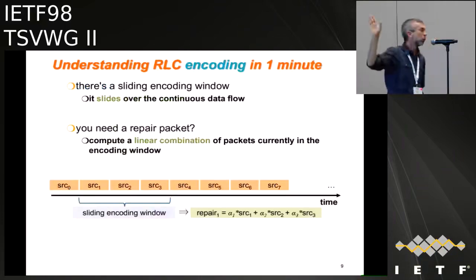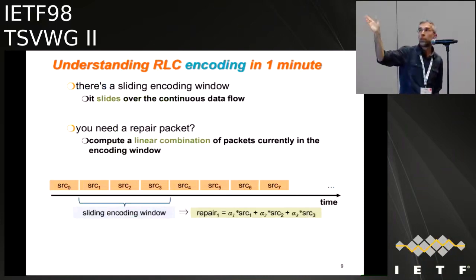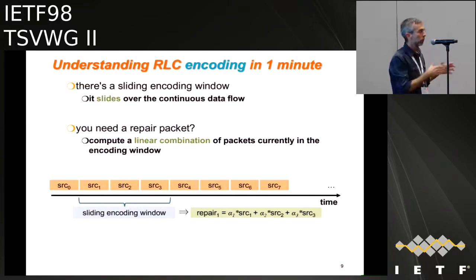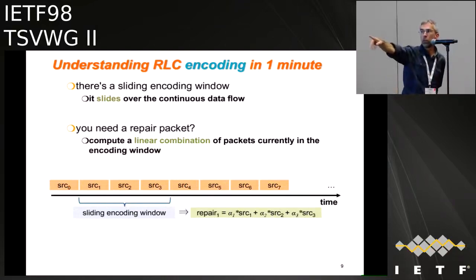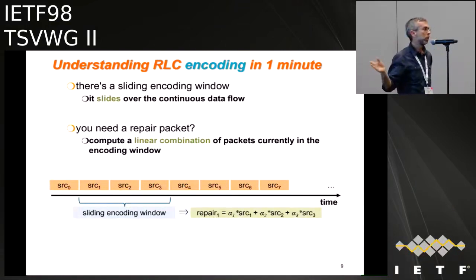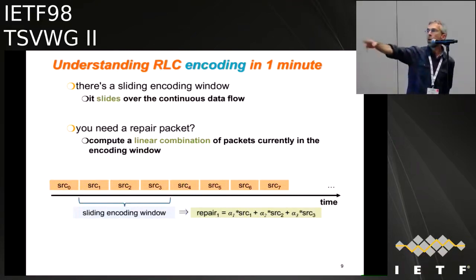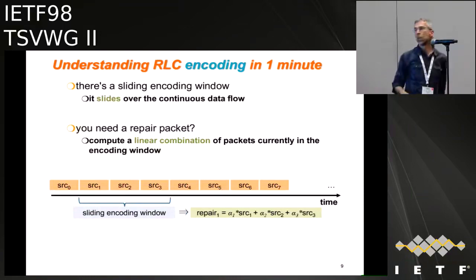Okay, so I will introduce what a sliding encoding window is in 2 slides, very briefly. It's quite simple, in fact. As I said, there is a sliding window over the continuous set of source symbols, source packets. In this figure, the sliding window at that time encompasses source packets 1, 2, and 3. If I want to create a repair packet, that's pretty simple. I just have to compute a linear combination of those 3 packets. So repair packet 1 is a certain coefficient times source 1, plus, XOR in fact, a certain coefficient times source 2, and so on. So that's pretty simple. The question is, how do we choose alpha 1, alpha 2, alpha 3, the 3 coefficients?